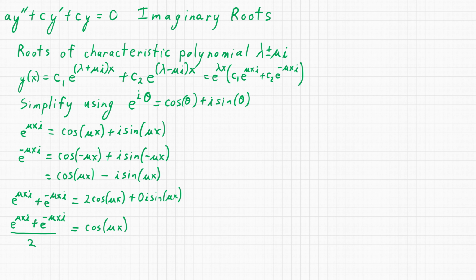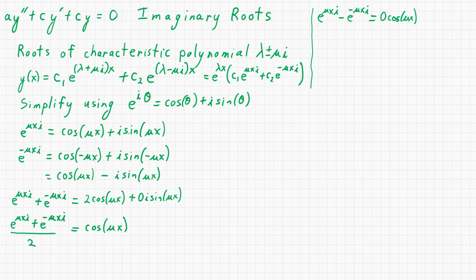Then similarly, if I do e to the mu x i minus e to the negative mu x i, that ends up being cosine of mu x minus cosine of mu x, so I get 0 cosine of mu x.